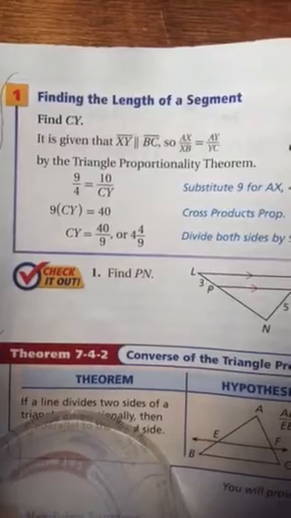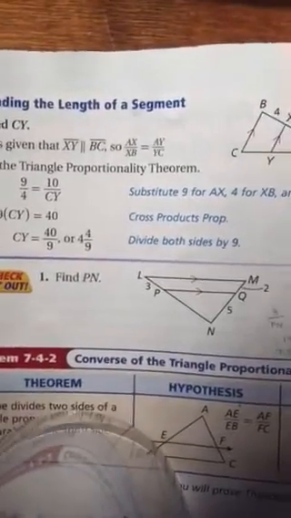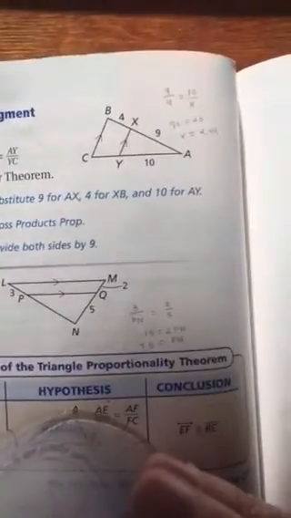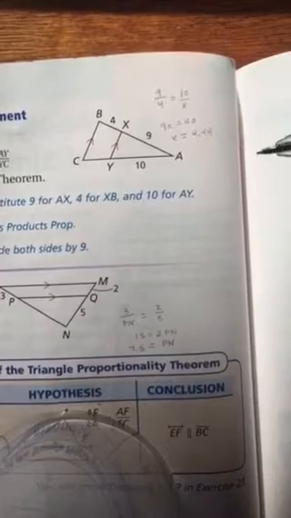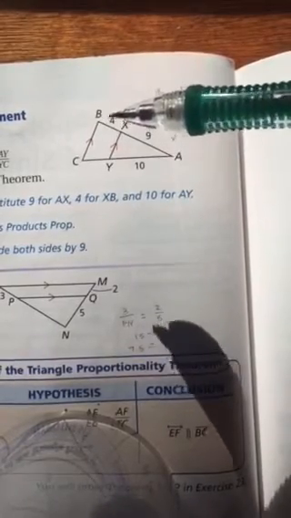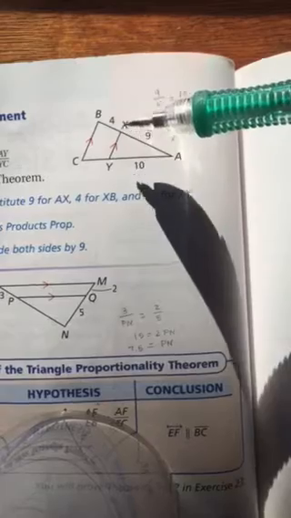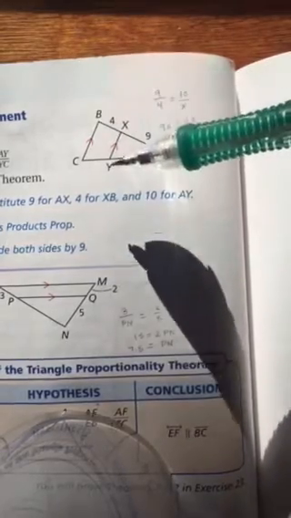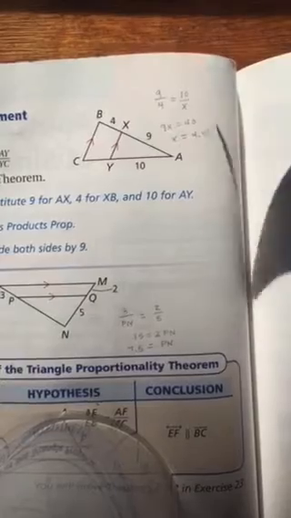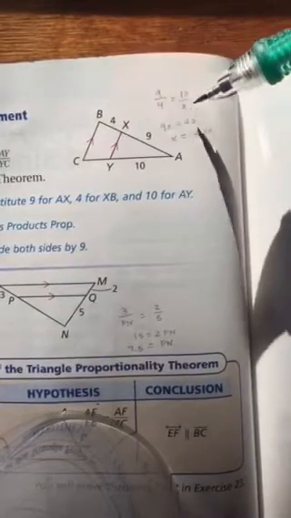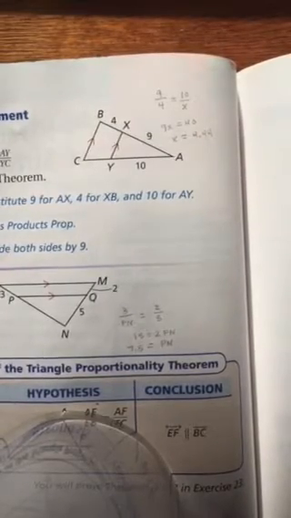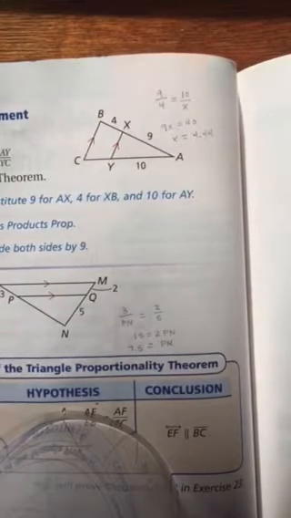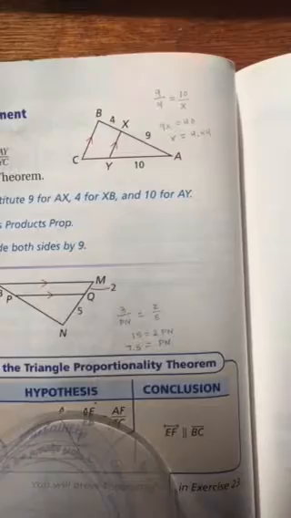All right, we want to find the length of a segment, and here is our diagram. It says find CY. It's given that XY is parallel to BC. So AX is to XB as AY is to YC. So you can see I have written a proportion for this. 9 is to 4 as 10 is to X. And as you're used to doing, we simply cross multiply and solve for X. In this case, X is 4.44, which is the length of CY.